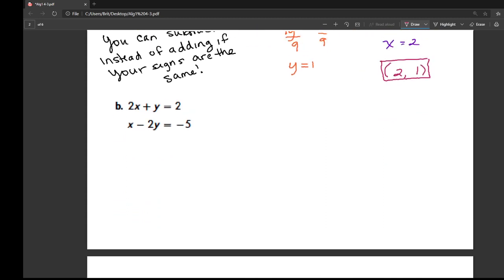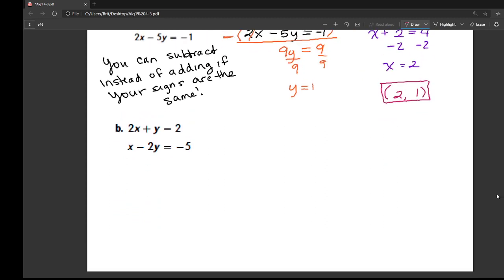Alright, so let's get wild and do just one more of them. Again, neither of our variables quite matches. So I could either multiply this top equation by 2, which is what I'll be doing, or I could multiply this bottom equation by 2 or negative 2 to match my x's. But I'm going to be working on matching my y's so that my y's cancel.